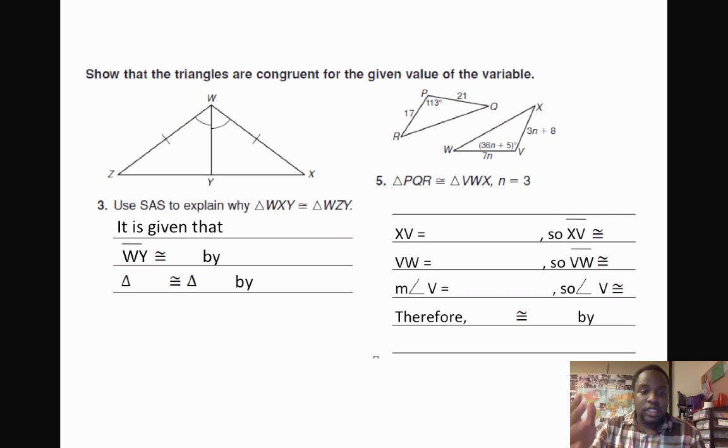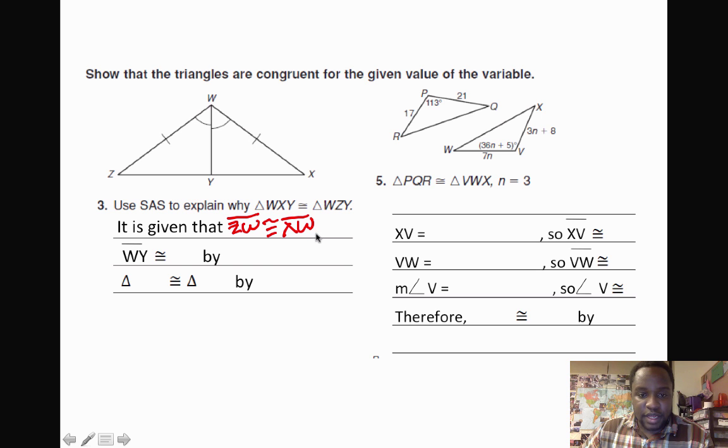Okay, so let's take a look at SAS. Use SAS to explain why triangle WXY is congruent to triangle WZY. Well, it's given that ZW is congruent to XW.